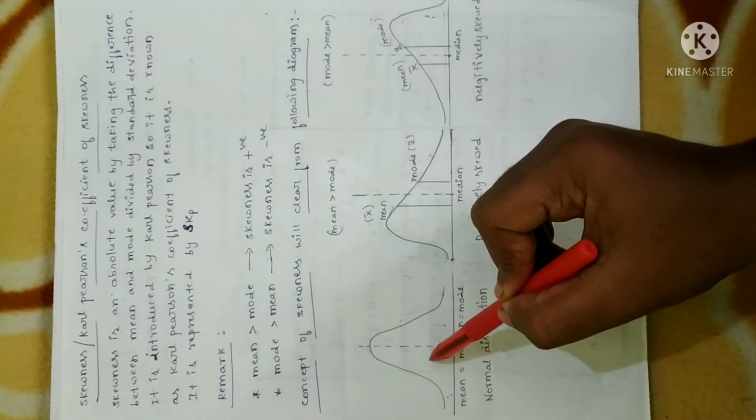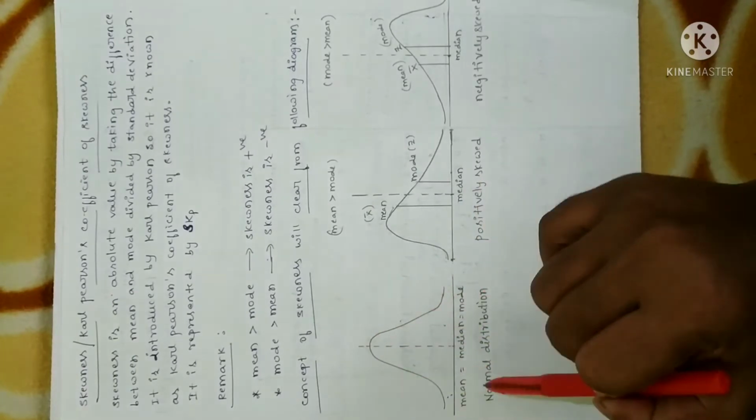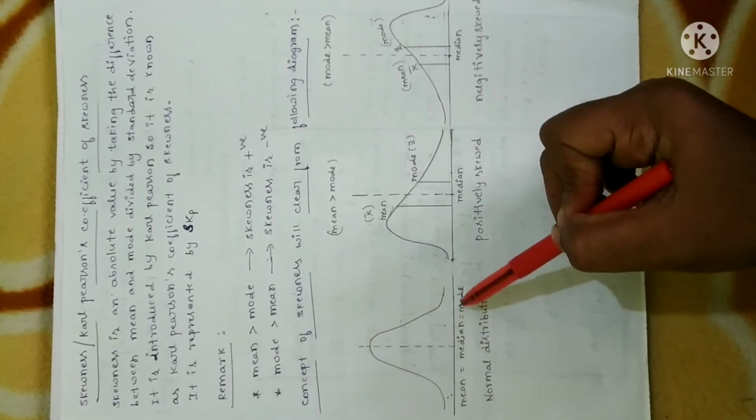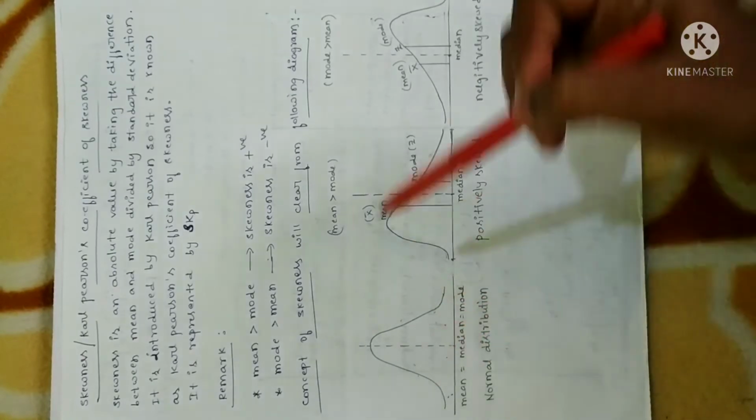So in such a case, this region represents the central tendency, the left region represents the mean, whereas the right region represents the mode. So in this case, both are equal. So we say such a distribution is a normal distribution.